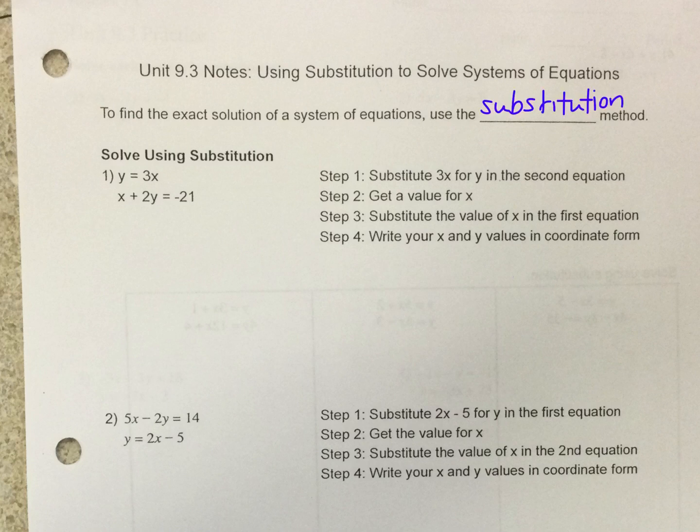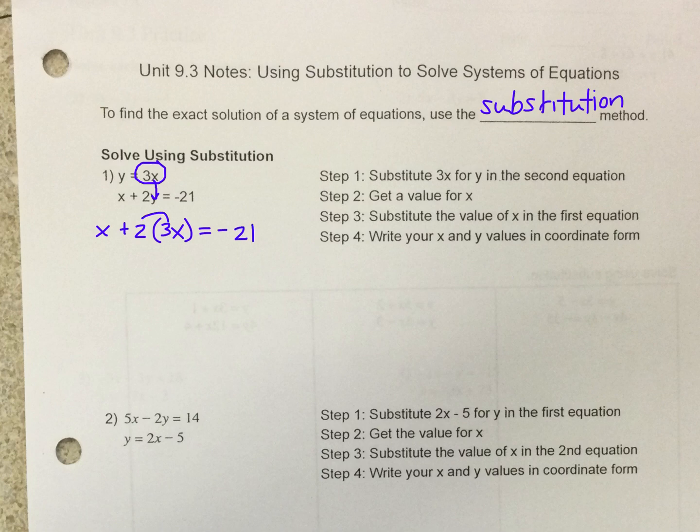To use the substitution method, I've got my two equations here. Whichever one has a y equals something or an x equals something, we're going to circle the back part of it. Now, this says y equals 3x. I'm going to take this 3x and substitute it right there for a y. So I'm going to write x plus 2, instead of writing a y, to copy that bottom problem, I'm going to write my 3x equals negative 21.